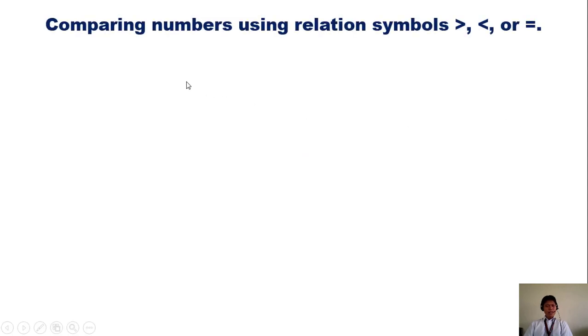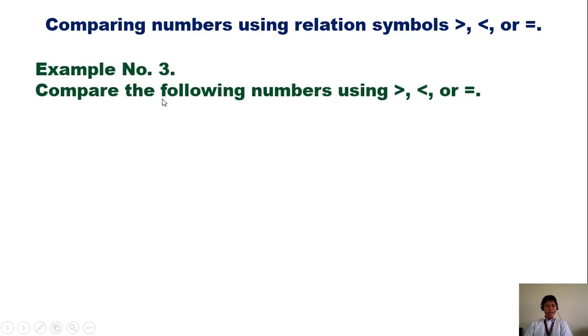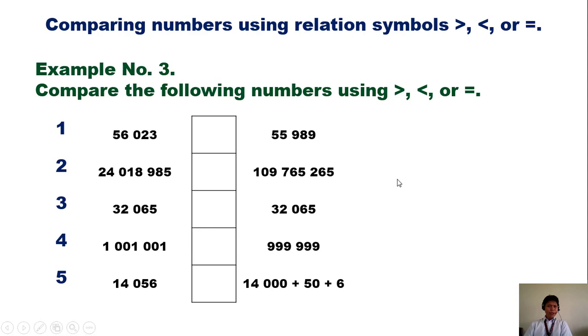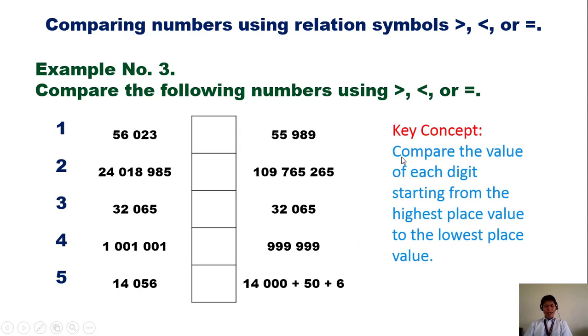We have the second topic, which is comparing numbers using the relation symbols. We have this greater than symbol, the less than symbol, or the equal symbol. So we have example number 3. Compare the following numbers using greater than, less than, or equal symbol. Okay, these are the numbers that we need to compare. So, how are we going to do it? We have the key concept. You need to compare the value of each digit starting from the highest place value to the lowest place value. So this is the concept on how to do it.